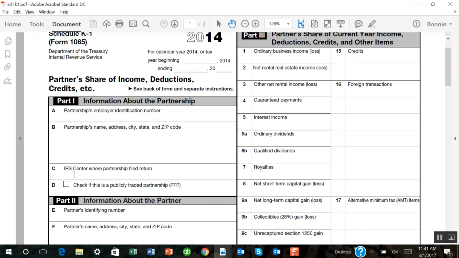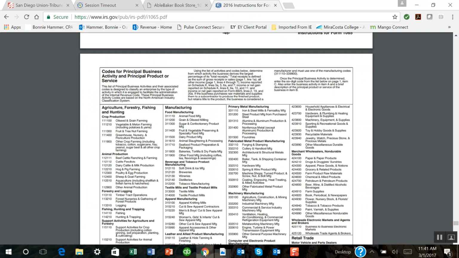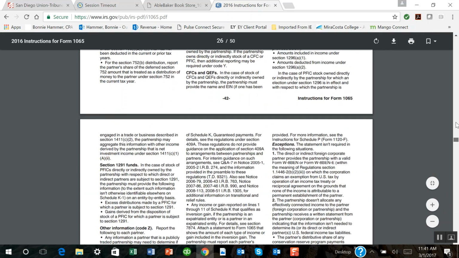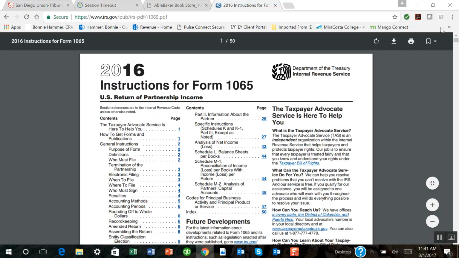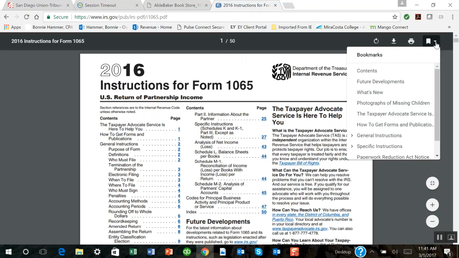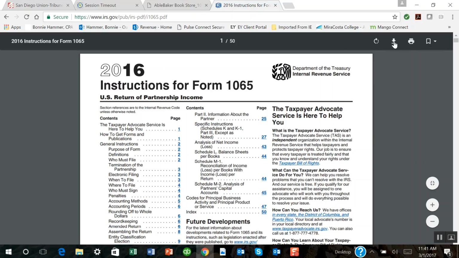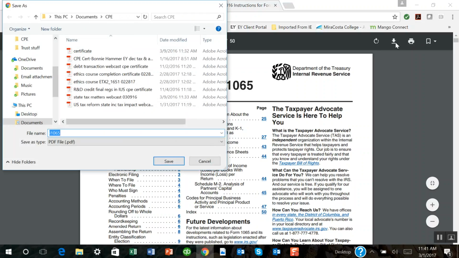Now, if you don't know what something means on these forms or schedules, where do you go? You go to the instructions. If it's something on the 1065 you don't understand, go to the instructions for the 1065 that I just opened here. And don't forget, you can download these, okay? Oh, I guess you would download it here, right?